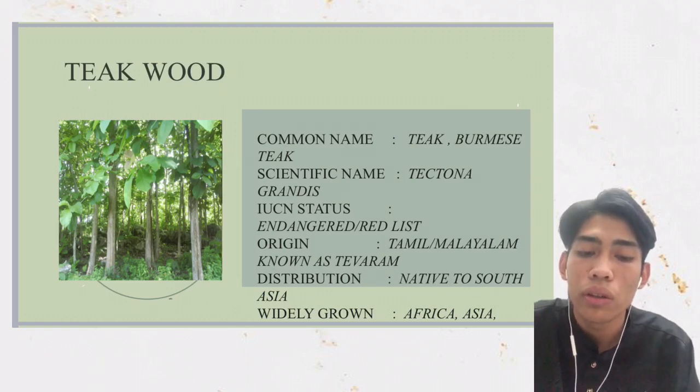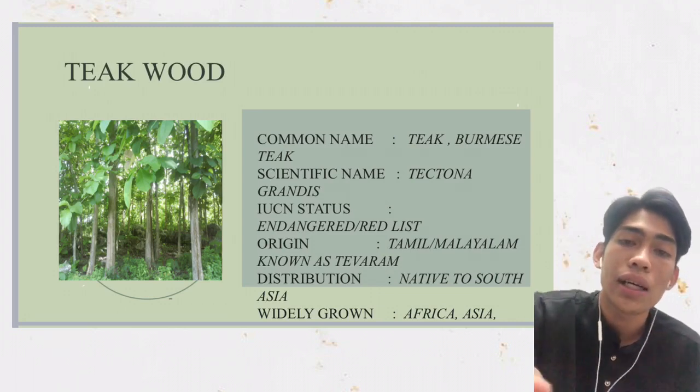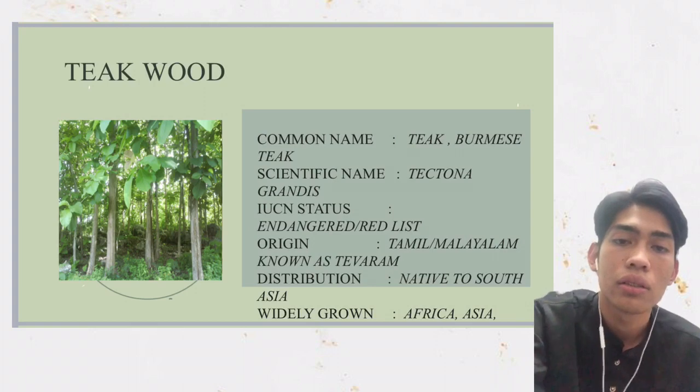The origin of the teakwood is from the Tamil or Malayalam word, known as Tevaram. The distribution is native to South Asia. It is widely grown on plantations throughout the tropical regions of Africa, Asia, and Latin America.